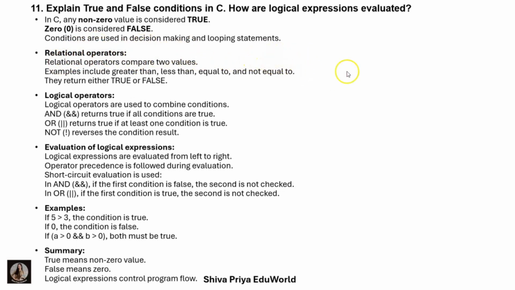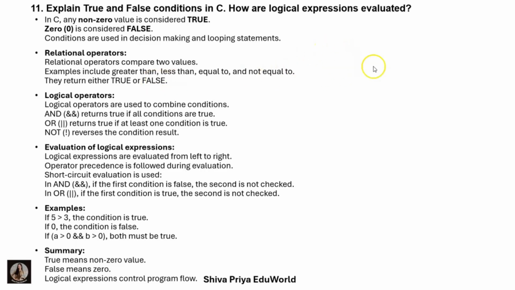For example, 10, 20, I have two values. I can compare these two values. That is a relational operator. Relational operators include greater than, less than, equal to, not equal to. These are all the relational operators we use. They return either true or false.